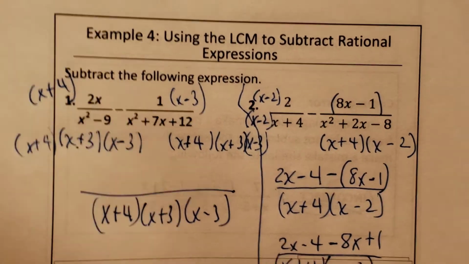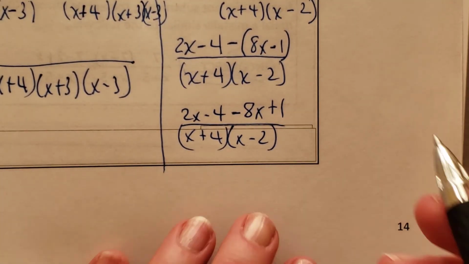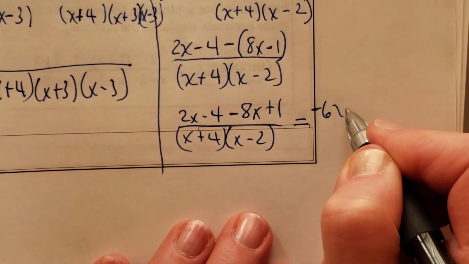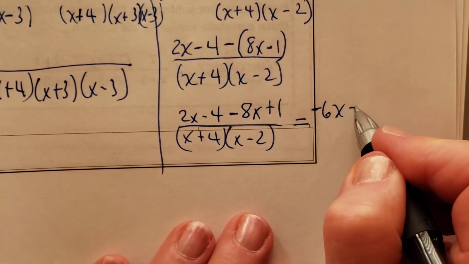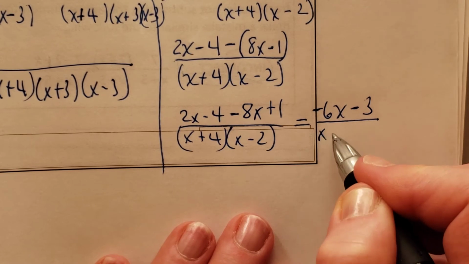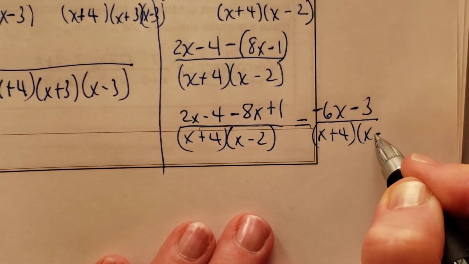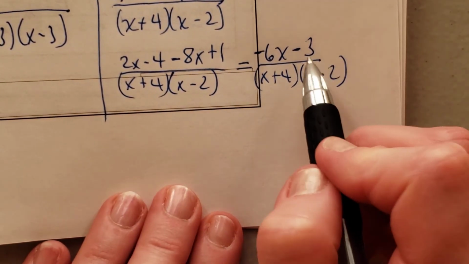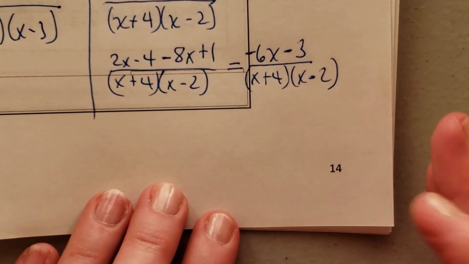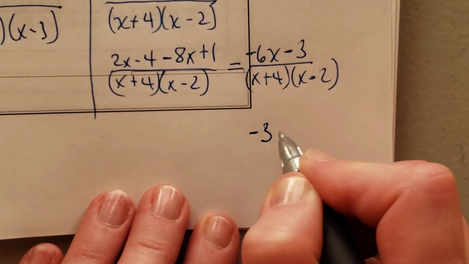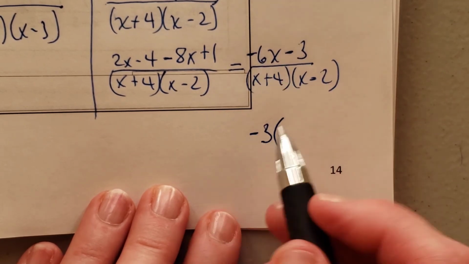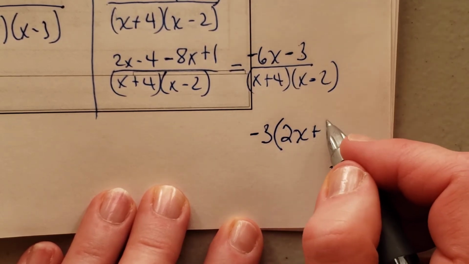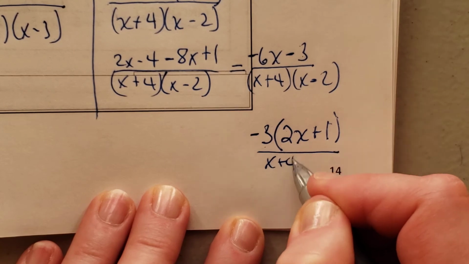Now I'm going to simplify the numerator. So 2x minus 8x is -6x. -4 plus 1 is -3. And my denominator is the same. All right, so then I want to see if I can cancel something out. Well, I could pull out a -3, so I don't think it cancels, but I'll just show you. So if I divide everything by -3, -6x divided by -3 is +2, and -3 divided by -3 is +1 over x plus 4, x minus 2.